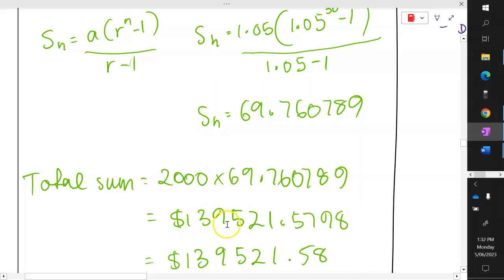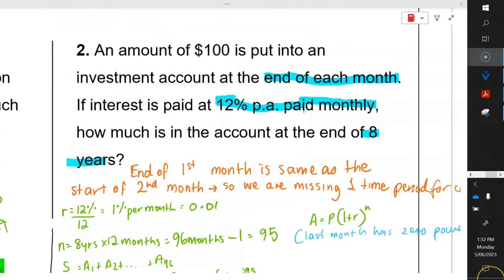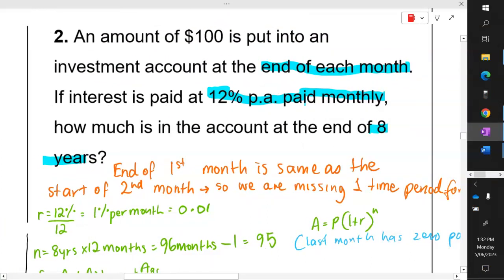So I've got $139,521.58 as my total. Now we're going to have a look at the second question. And this one's a little bit different, a little bit harder, and you need to think a little bit about this one, about what's happening.